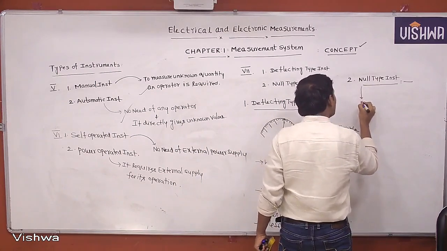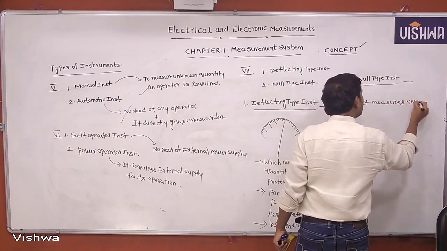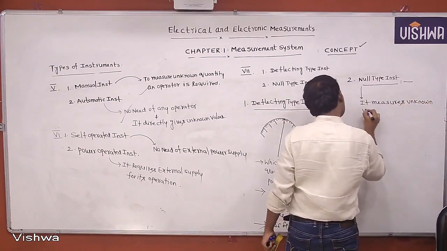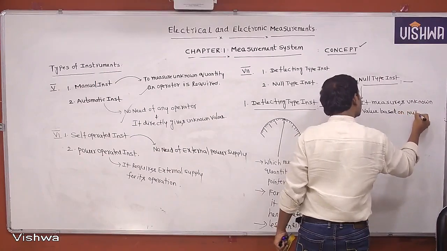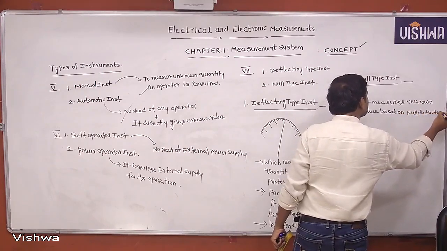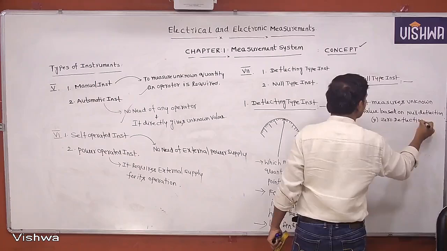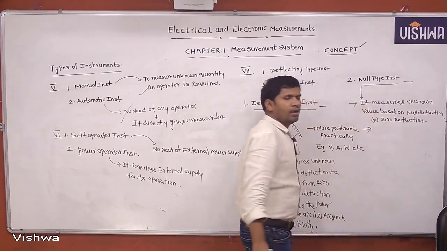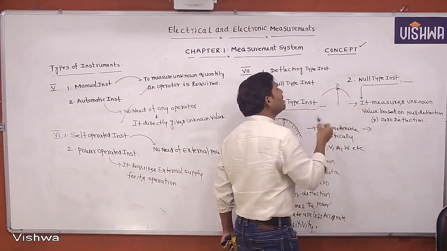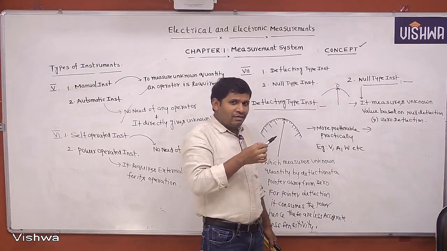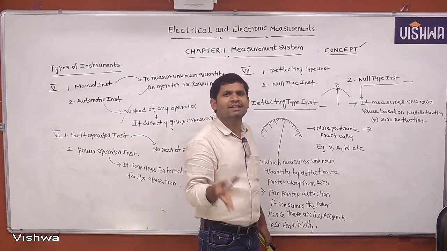It measures the unknown value based on null deflection or zero deflection. If the pointer shows null deflection or zero deflection, at that condition we can measure the unknown reading. Here the pointer will not directly measure the unknown reading. If you want to measure the unknown reading, the pointer must show the zero reading. At that condition only we can measure.